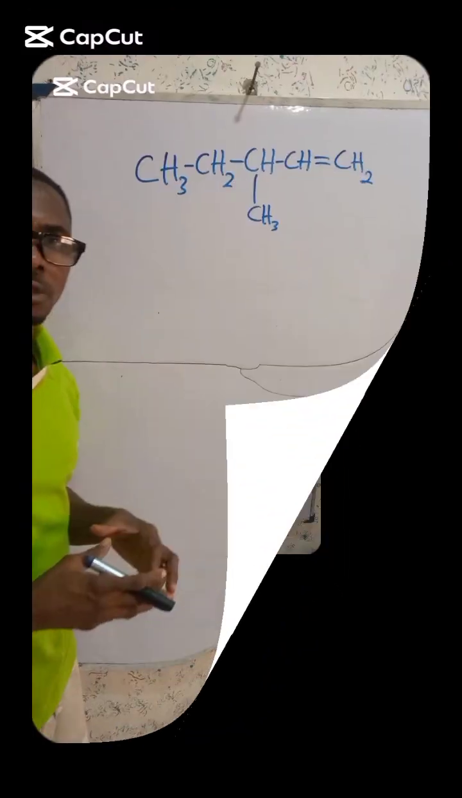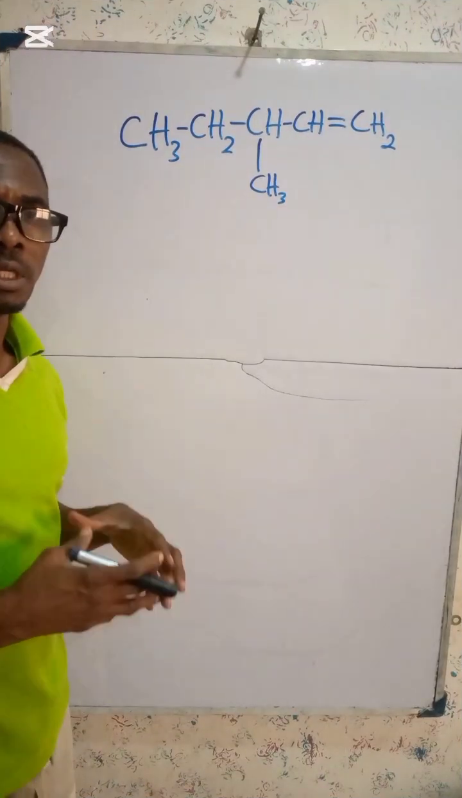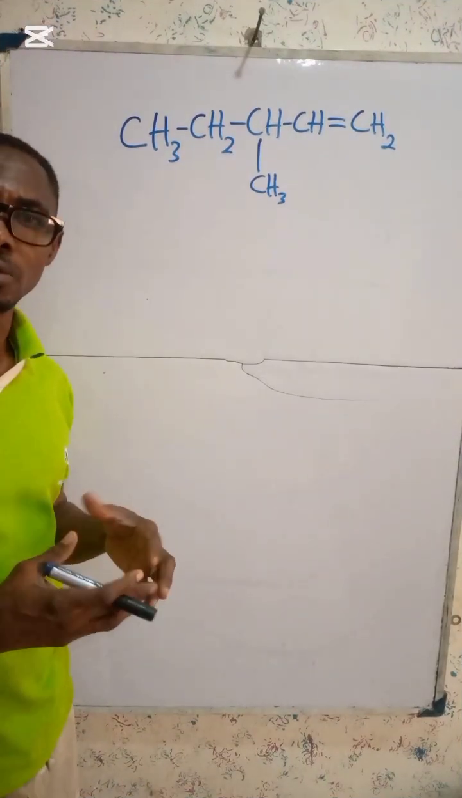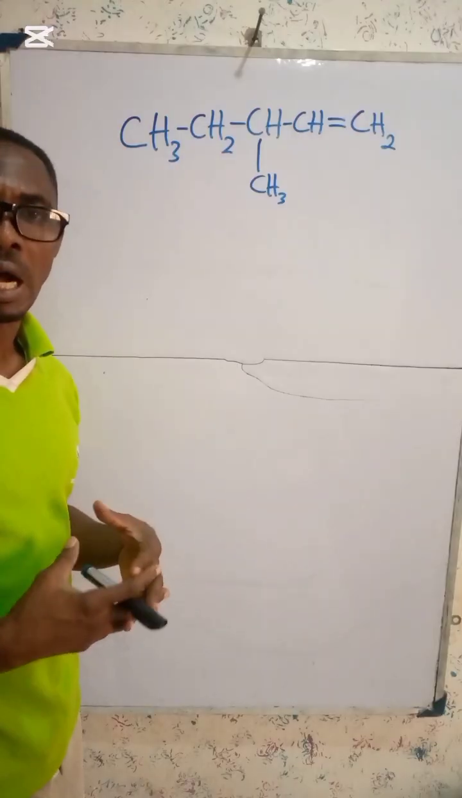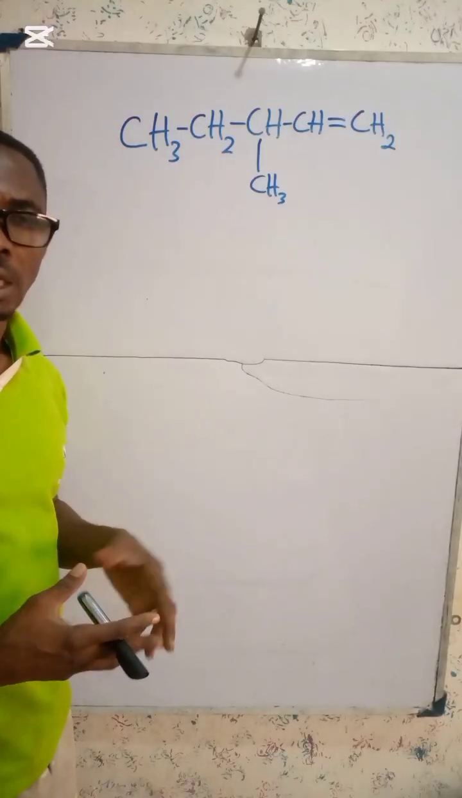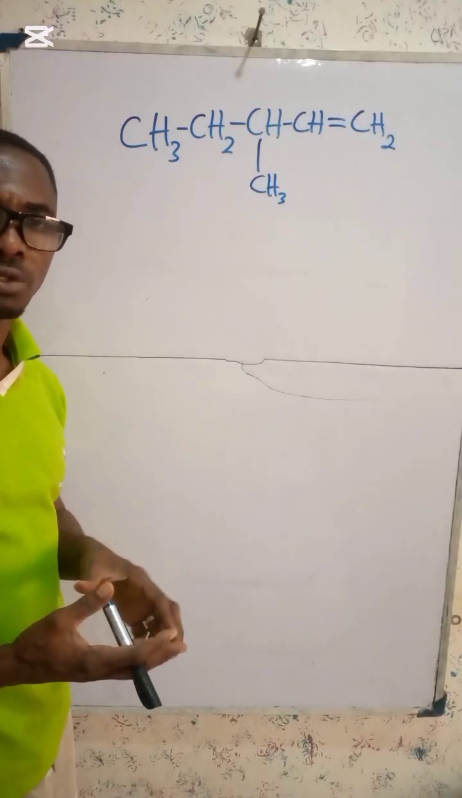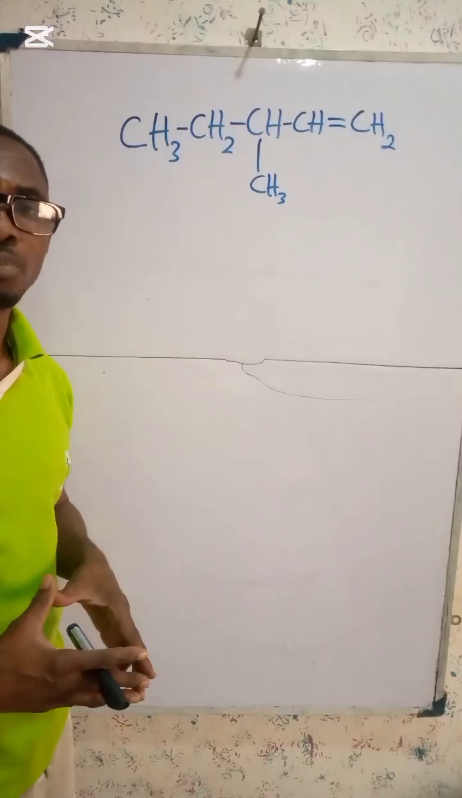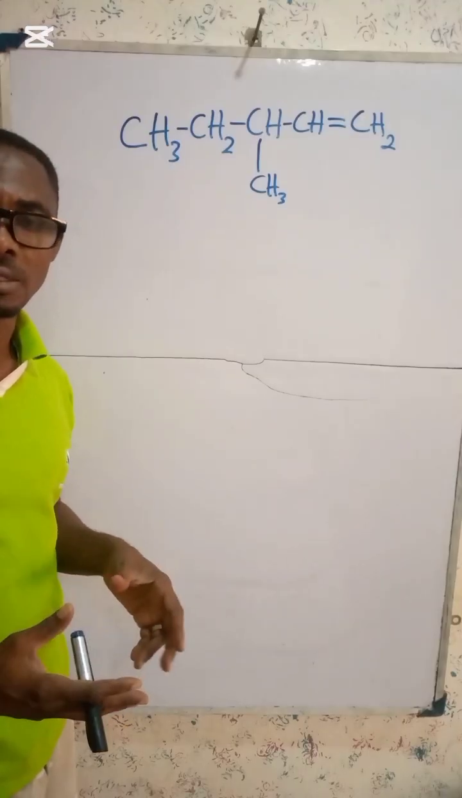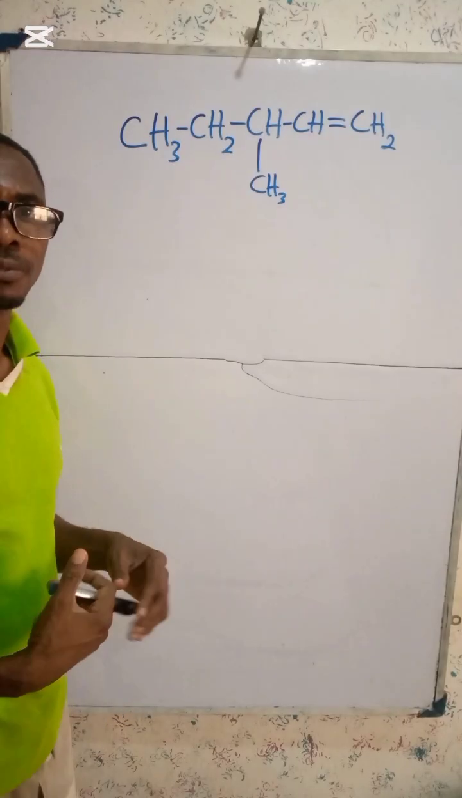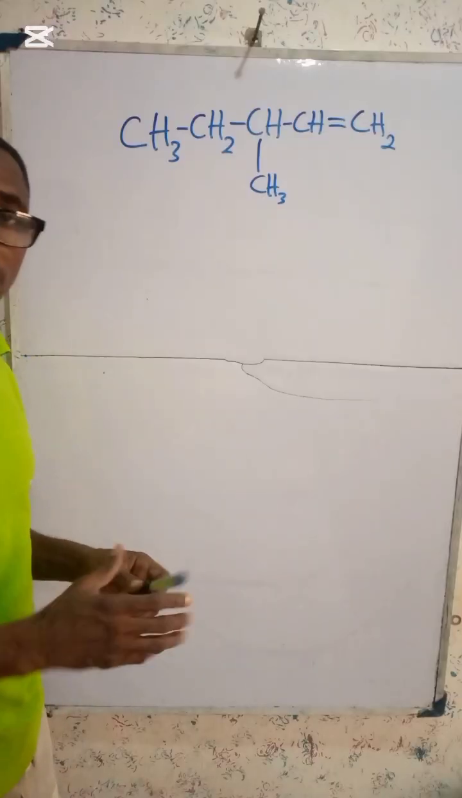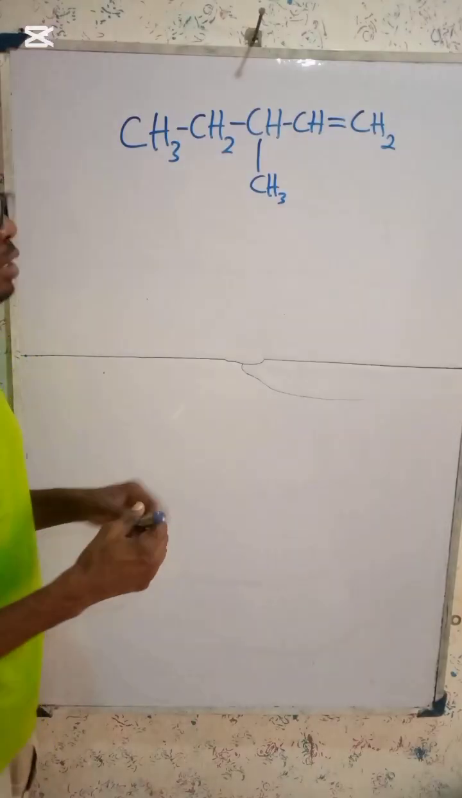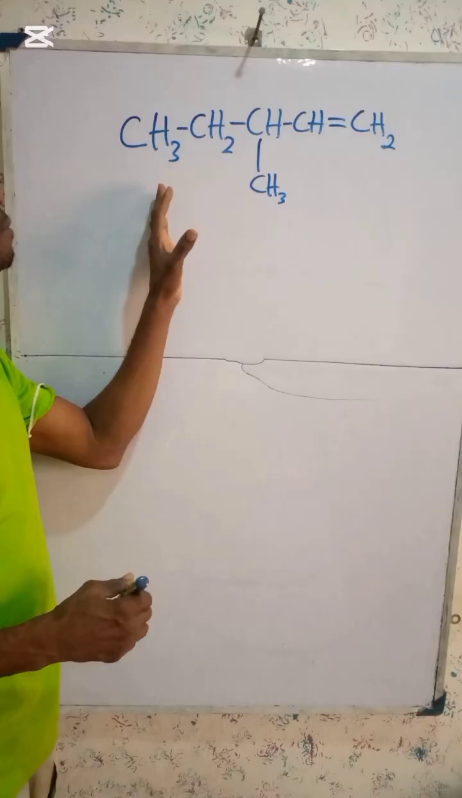Do you struggle with naming organic compounds by IUPAC name? IUPAC means International Union of Pure and Applied Chemistry. Do you struggle? Follow me as I do justice to this. It's simple if you know the rules. This is written in a condensed form, right?